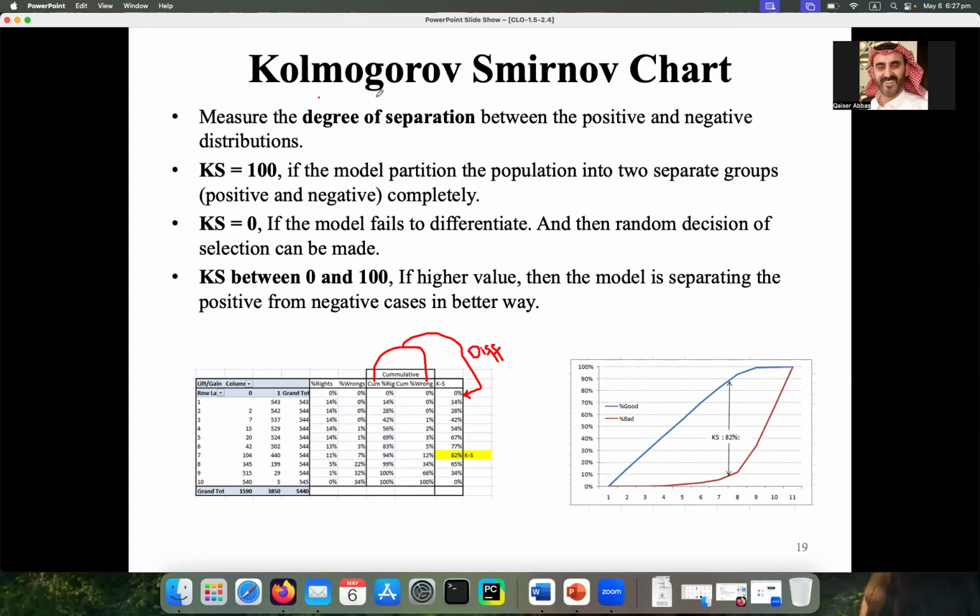So this person has given its own measure for measuring the degree of separation between positive and negative distribution. If you have two classes, positive and negative, how those classes are distributed in this data set, this measure will measure that separation. This measure will measure the degree to which those classes are separated from each other.